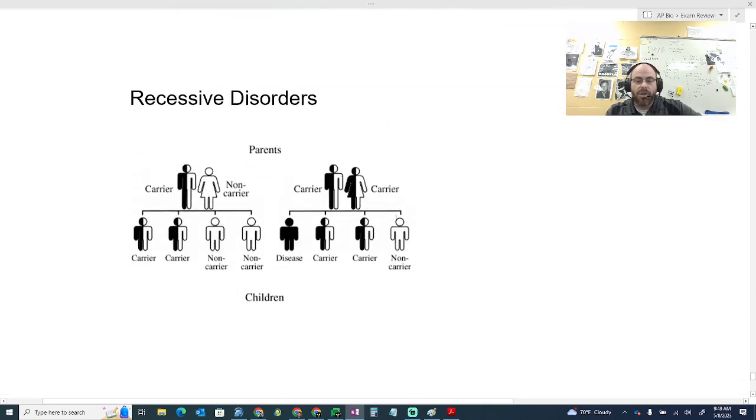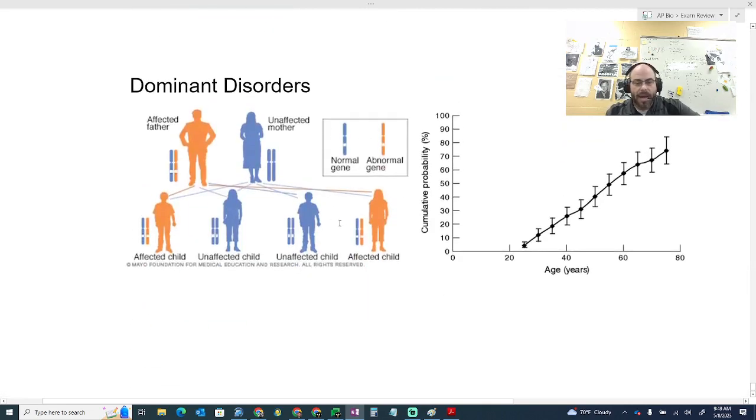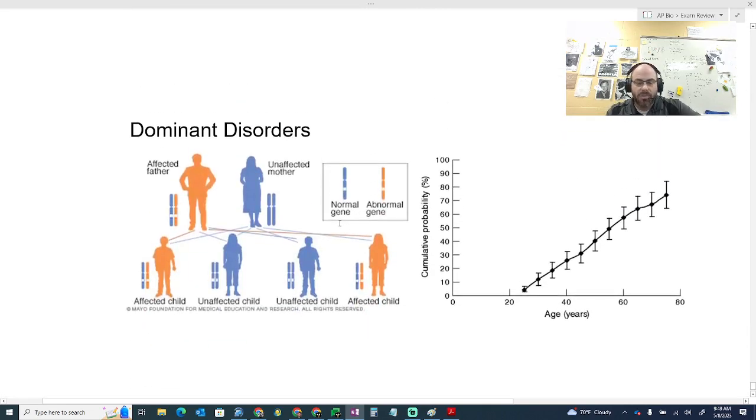Recessive disorders are pretty straightforward. They're passed on through the recessive allele. And dominant disorders are passed on through the dominant allele. An example of this would be Huntington's disease. This is pretty much it.